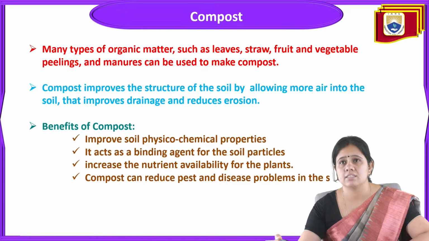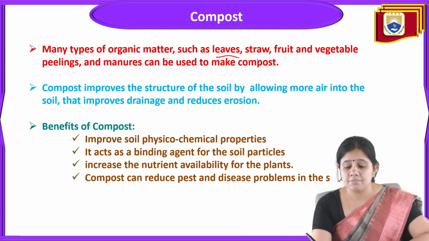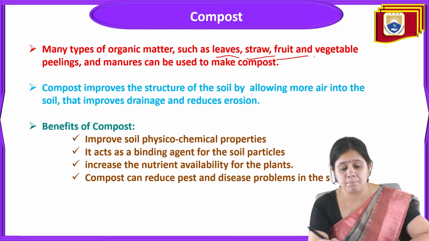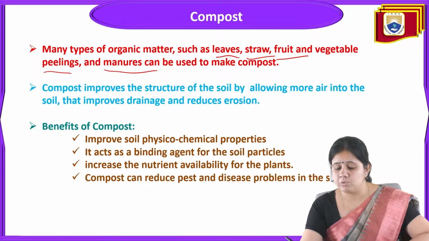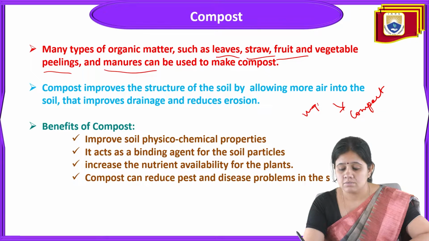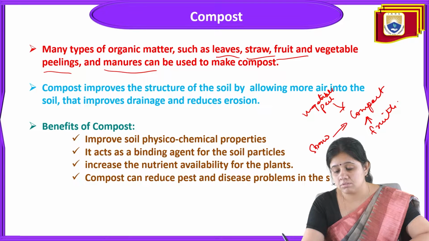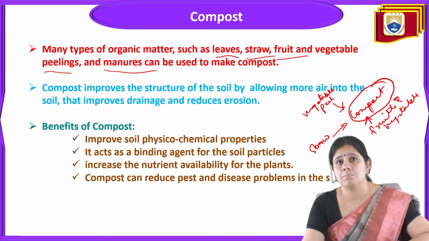So what are the things used to make compost? First of all, leaves, straw, fruits, vegetable peelings, and manures. They are used to make compost. Compost is made up of vegetable peels, straw, fruits and vegetable peelings. All these things make a product that is called compost.